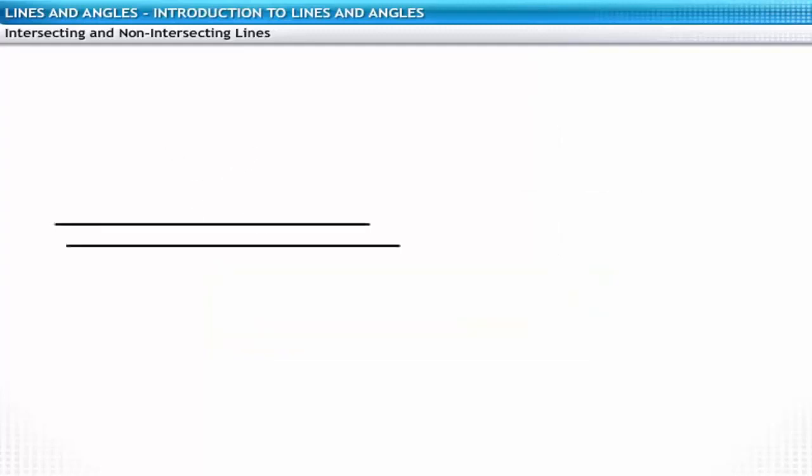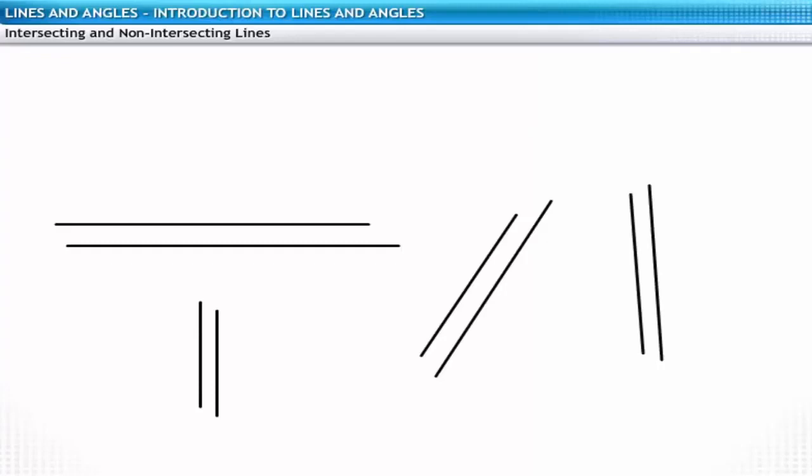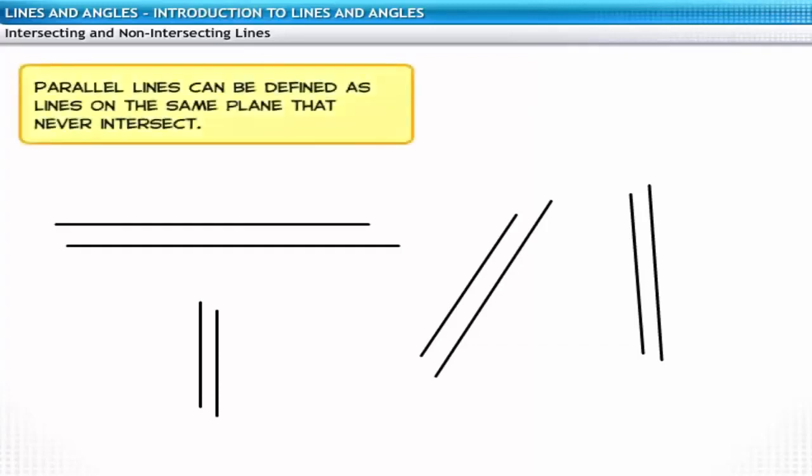Now, let's look at another set of lines. They neither meet nor cross at any point. Such lines are called parallel lines. Parallel lines can be defined as lines on the same plane that never intersect.